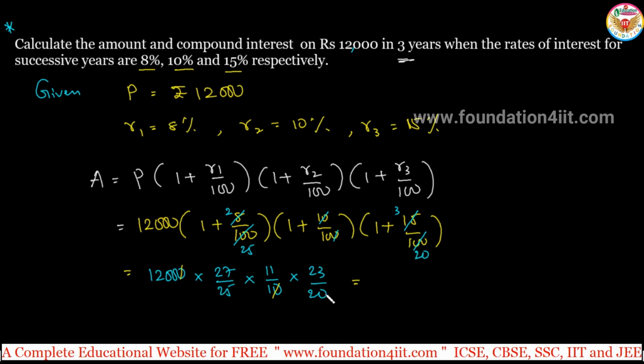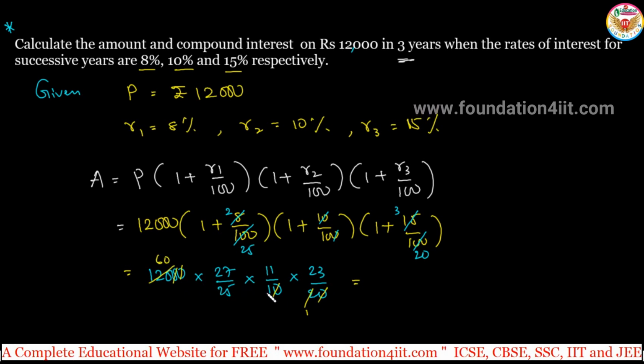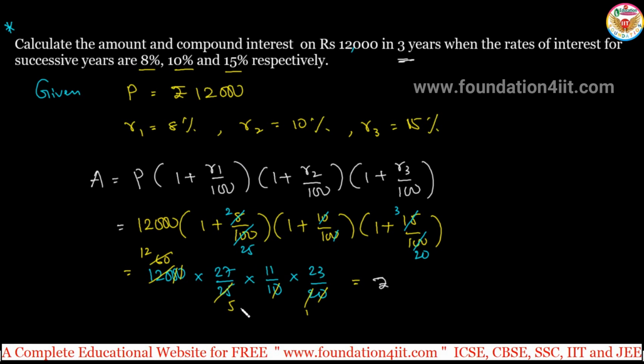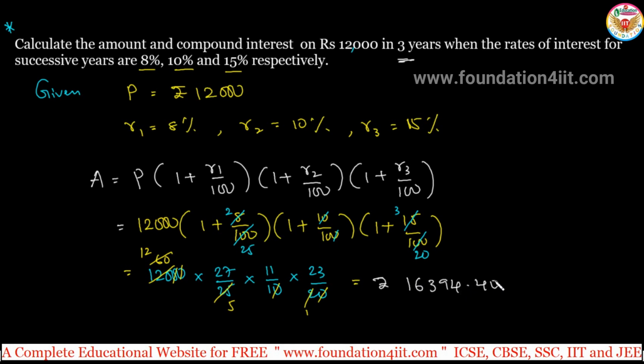Zero zero cancel, again zero. 2 times 1, 2 times 60. Again 5 table: 5 5s are 25, and 5 1s are 5, so 12. So 12 into 27 into 11 into 23, then divide by 5. Finally, I just use the calculator here for this: 12 into 27 into 11 into 23 divided by 5. We are getting 16,394.40. Okay, so this is the amount by multiplying and dividing.